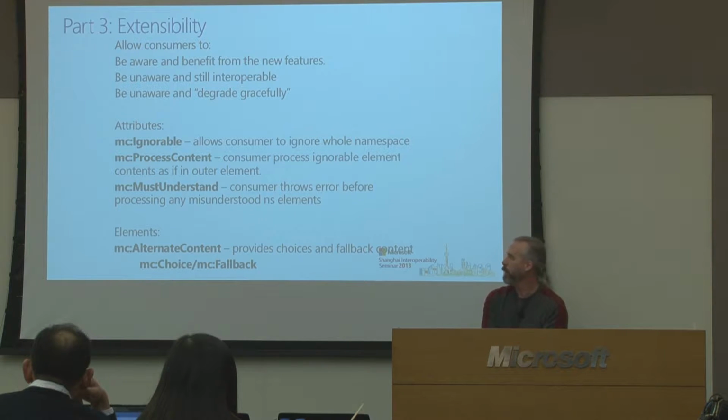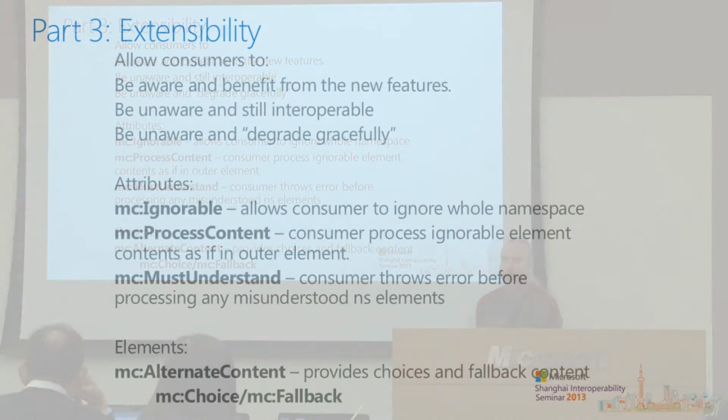So here are some of the important examples. We have elements or attributes like the ignorable attribute, which allows the consumer to ignore an entire namespace. So when it comes upon this namespace in the actual document, it can just say, I don't know this, so I can ignore it. If I can't process this namespace, then I can ignore it. That way, it can still process the whole document and get what it can out of it.